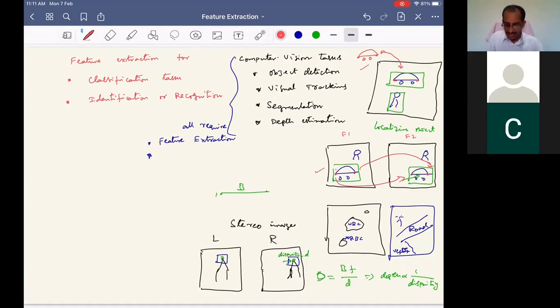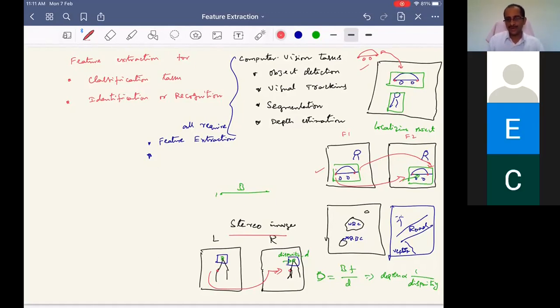Is it not important in stereo based depth estimation? Say if I want to find out for each point which is the corresponding point, should I not need to find which is the corresponding point, or which is the template of this object, where is it in the next image, so that for each point I know how much disparity, or relative shift, it has? Yes or no? Yes, sir. Yes, so we need to identify this in each of these things.